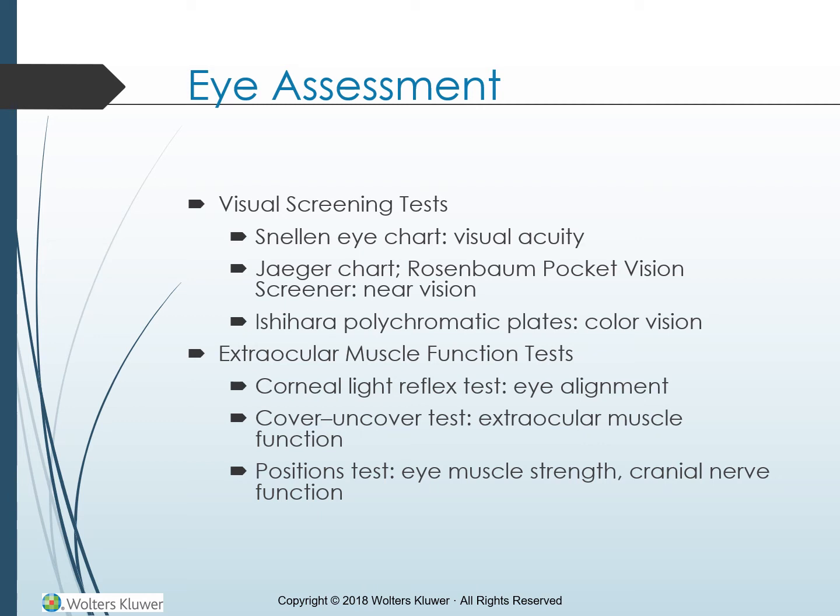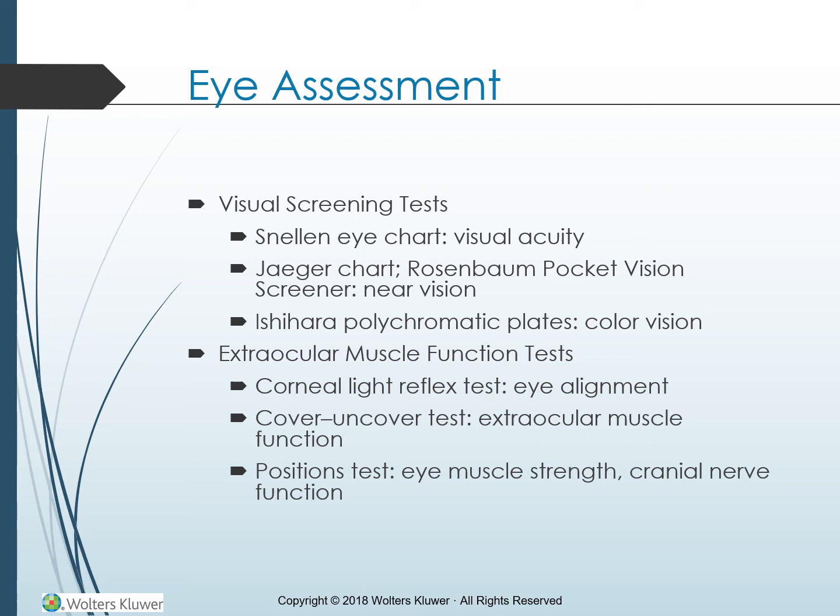Extraocular muscle function tests. Corneal light reflex test. The corneal light reflex test assesses the alignment of the eyes. The examiner holds a pen light approximately 12 inches from the client's face and asks the client to stare straight ahead. The reflection of light should be in the same spot on each eye, indicating parallel alignment. If the light reflex is uneven, it indicates deviated alignment of the eyes, possibly owing to muscle weakness or paralysis.